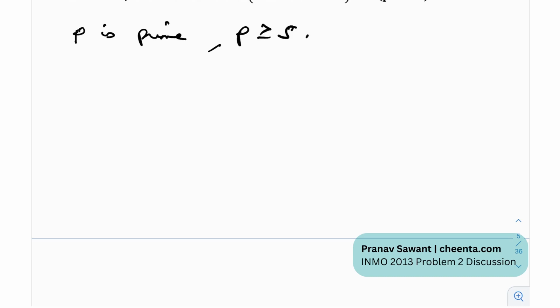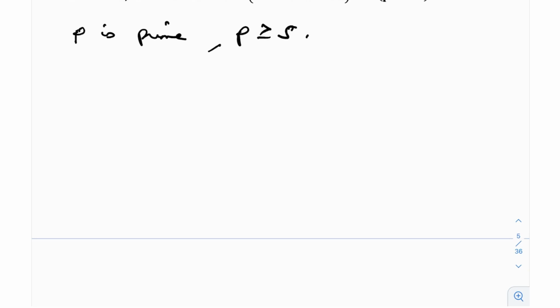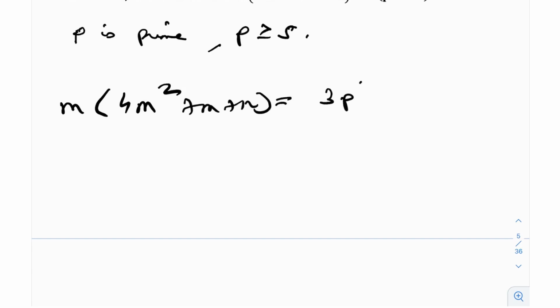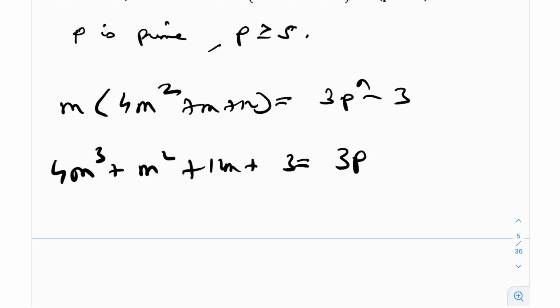But okay, so when you see this problem, what really can click to your mind? Maybe reducing mod n's might just immediately click to your mind. But there's actually probably easier techniques to do this. So let's discuss a little bit about that. So m times 4m squared plus m plus 12 is equal to 3 times p raised to the power n minus 3. I can write this as 4m cubed plus m squared plus 12m plus 3 is equal to 3 times p raised to the power n.